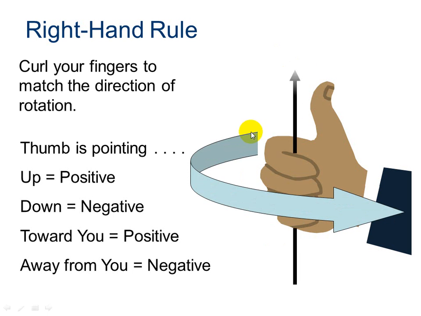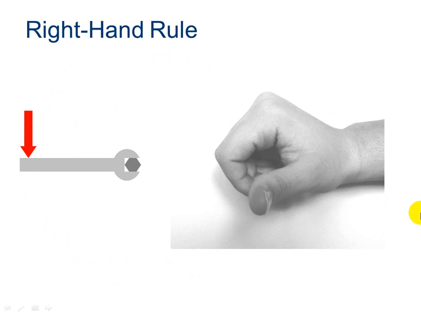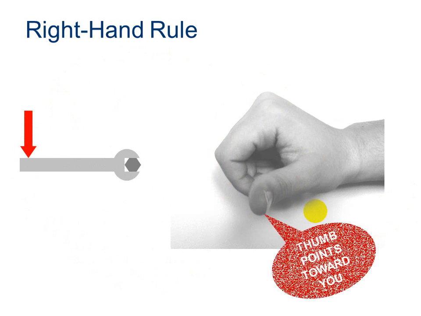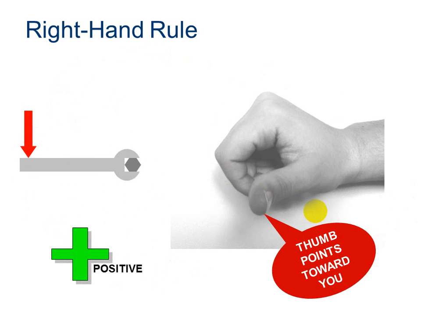For example, if the rotation is going this way, I'm going to curl my fingers in that rotation, and when I do that, my thumb is pointing up, so I have a positive moment. Let me show you a couple more because this 2D representation is kind of hard. So by the right-hand rule, when I push on this wrench, then my motion is this way. So I'm going to curl my fingers to go in the direction of the rotation, and when I do, my thumb is pointing towards me. So this means I have a positive moment.